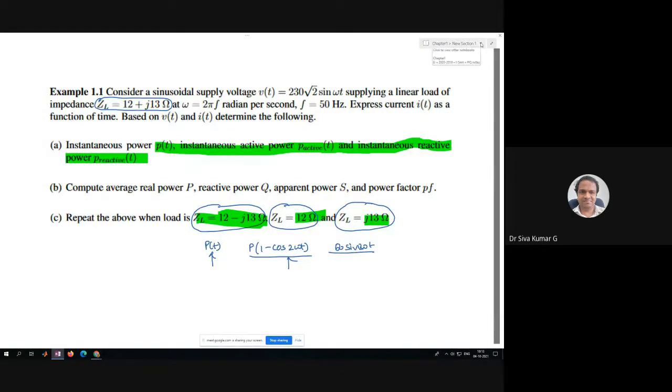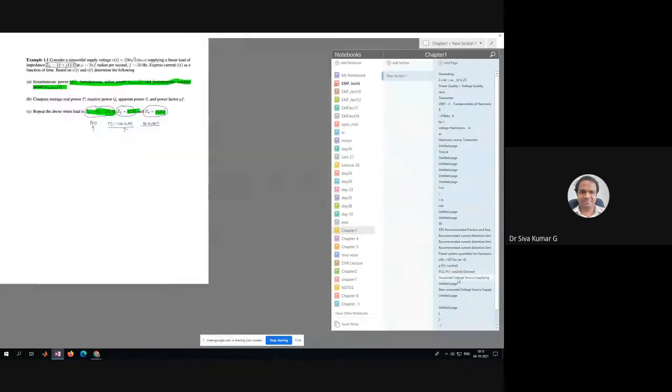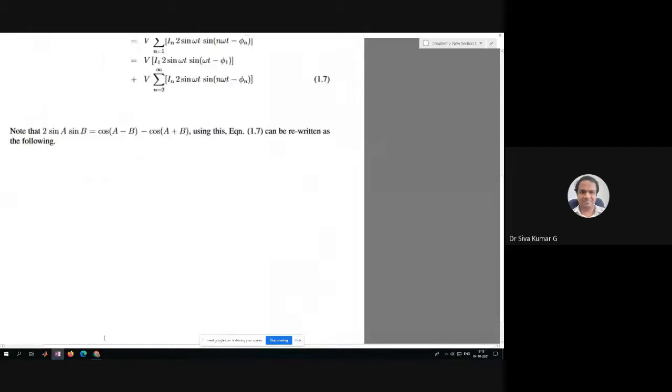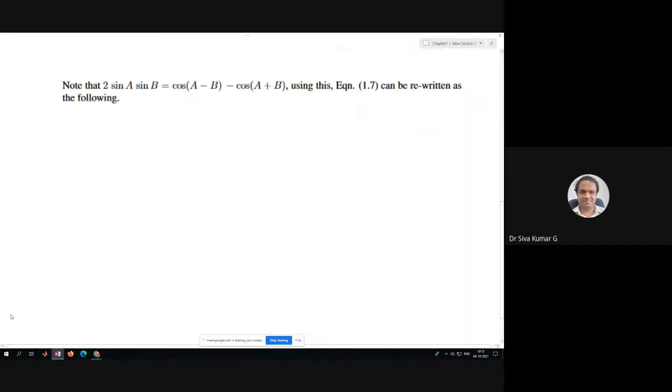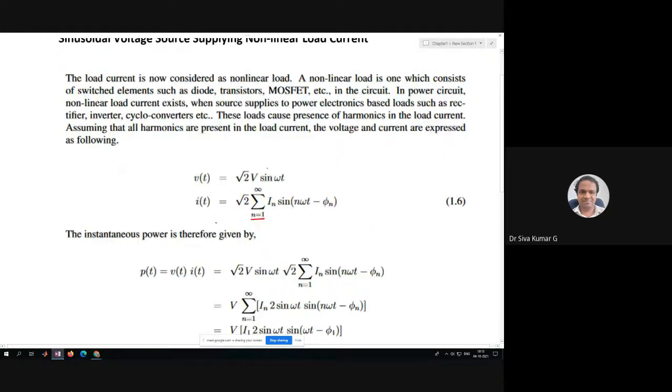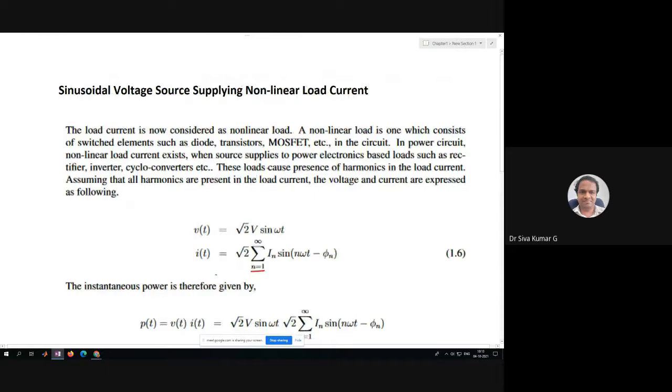Next, we'll see the case when we have harmonics in the current. Harmonics in the sense that we consider all the harmonics, that is, n equal to 1 to infinity. The source is supplying only the nonlinear load. The load current is now considered as a nonlinear load.